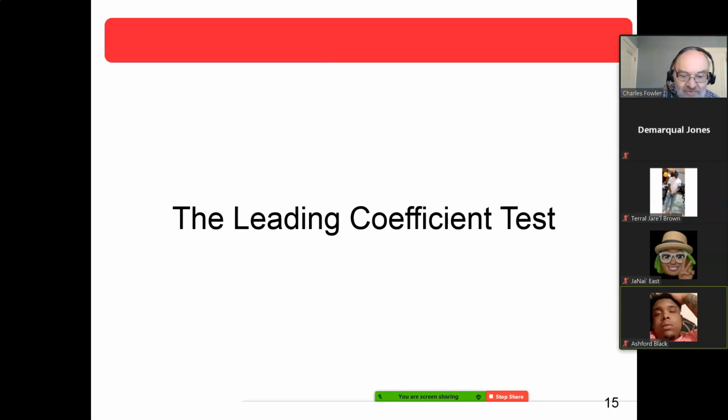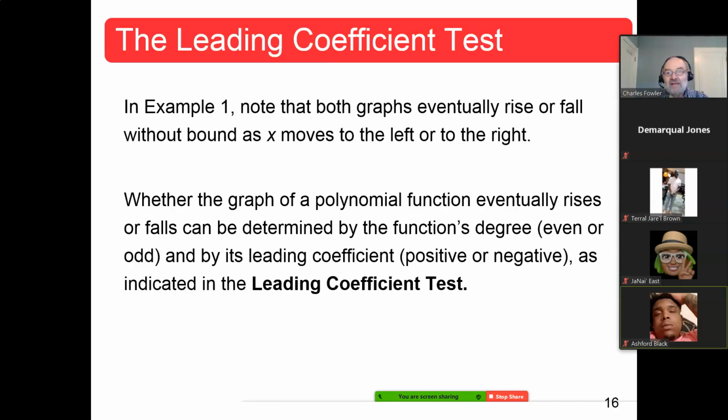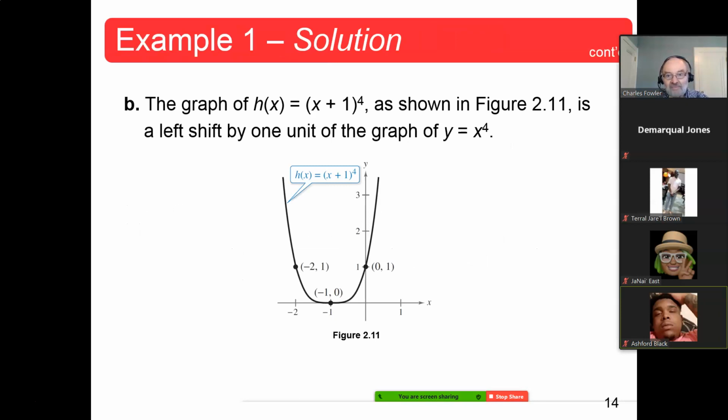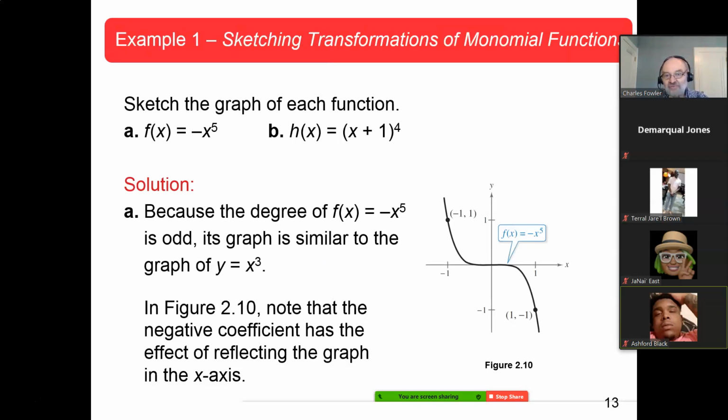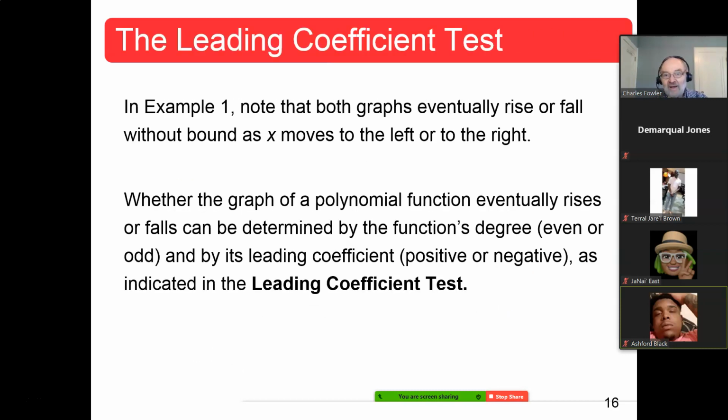Now, the book calls this the leading coefficient test. That next thing we're going to talk about. I prefer to call that the leading term test. Sure, the leading coefficient is important, but the entire leading term is important. So I'll explain why I say that. Okay. In example 1, go back to example 1, both of those. Okay, remember how they look there. Note that both graphs eventually rise or fall without bound as x moves to the right or left.